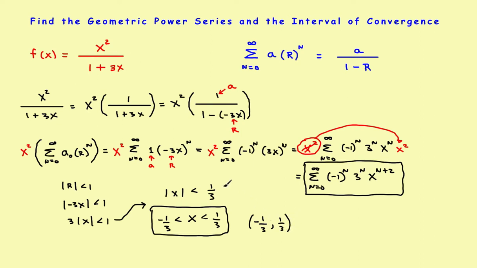And then also the radius of convergence is whatever the absolute value is. So in this case, the radius of convergence goes from 0 out to 1/3 or from 0 out to a negative 1/3. So the radius is going to be that right there. So there's the first example.